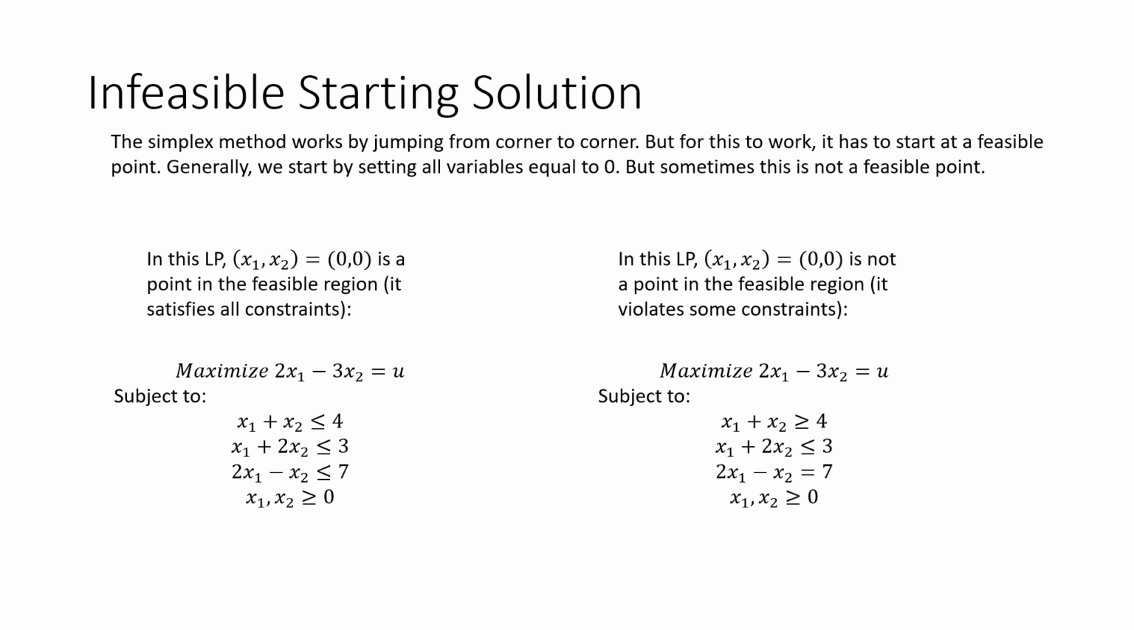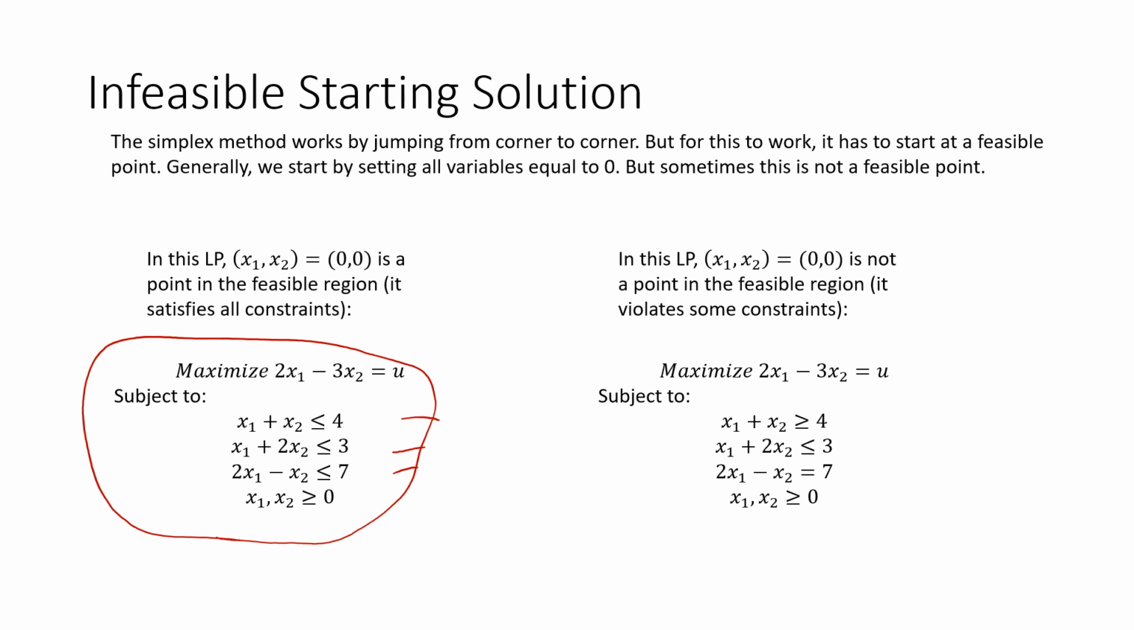The simplex method is a very powerful method, but it does have a limitation in that because it works by jumping from corner to corner in your feasible region, you have to start at a corner in your feasible region. The examples we've seen up to this point, we start with a point where all of the variables are equal to 0, but sometimes that's not in your feasible region. So for instance, in this first example, if you plug in x1 equals 0, x2 equals 0, you get a feasible point. It satisfies all of the constraints.